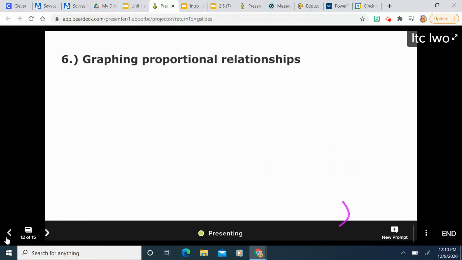Answer. Oh wait, never mind. You did already answer that. Graph proportional relationships. Okay, so this one is kind of hard to explain with no graph.